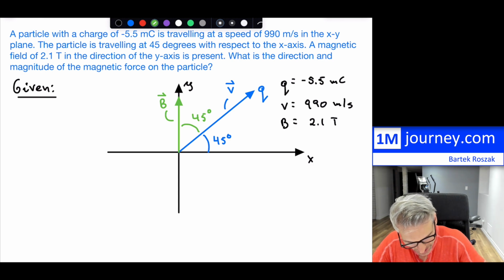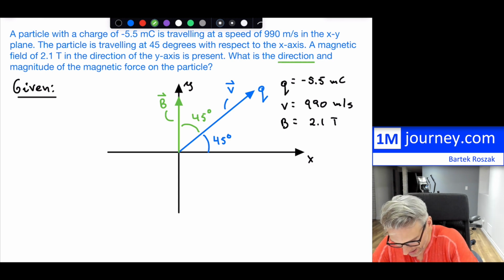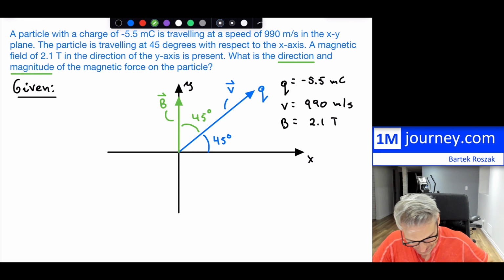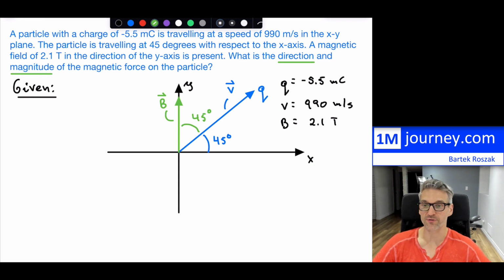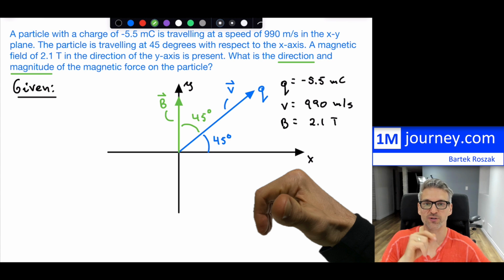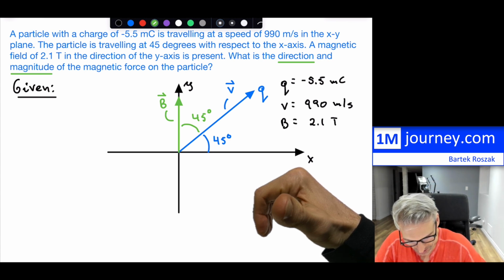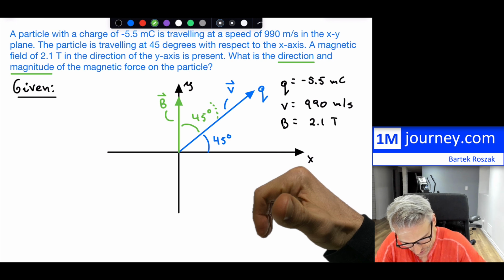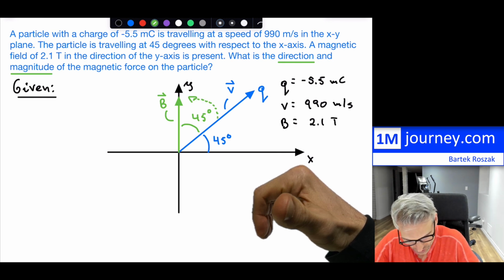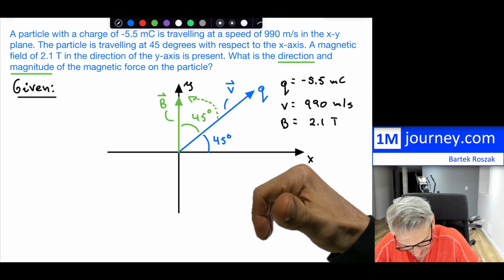So now I need the direction and I need the magnitude. In terms of the direction, the first step is you take your right hand and then you curl it towards your magnetic field. I'm going to let you do that, and I'll put a picture there for you as the curling goes through. So we're going to be curling in this direction.